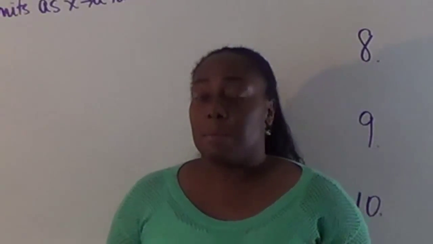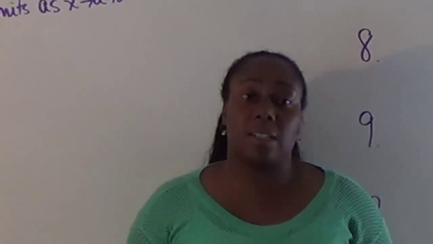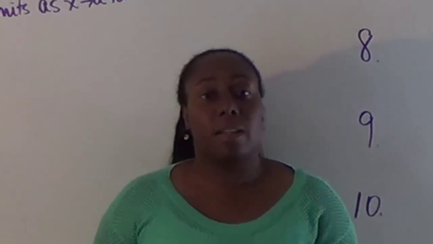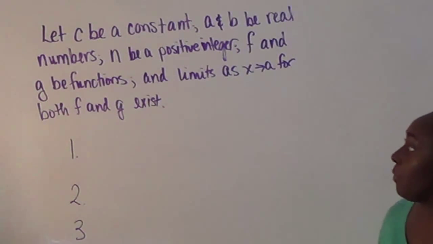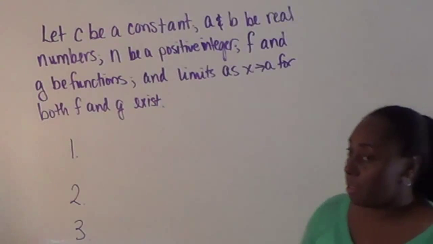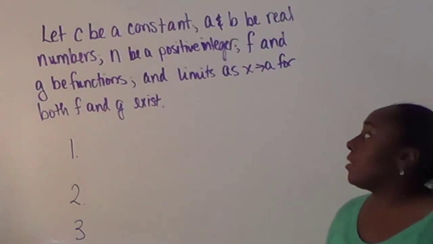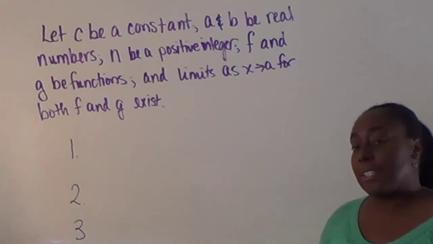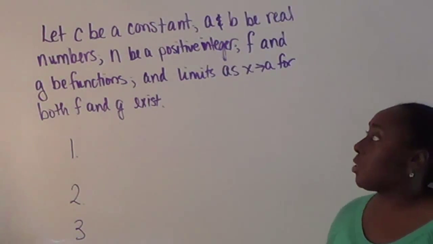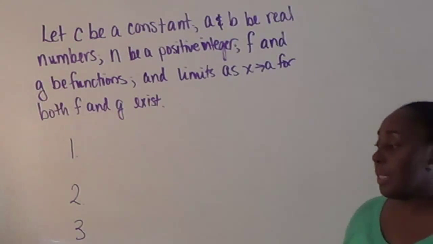Now, in some cases, you're not going to be able to solve directly, so we'll look at some of the algebraic techniques that will help get that analytic method found. Here, we're going to start with a few necessary conditions. We're going to let c be a constant. We're going to let a and b be real numbers. n is going to be a positive integer. f and g are going to be functions, and we need the limit as x goes to a of both f and g to exist.